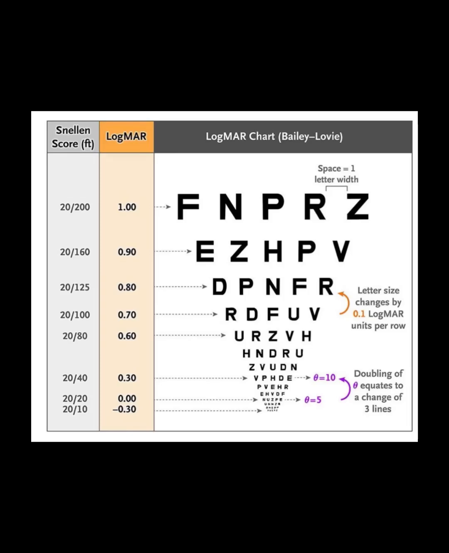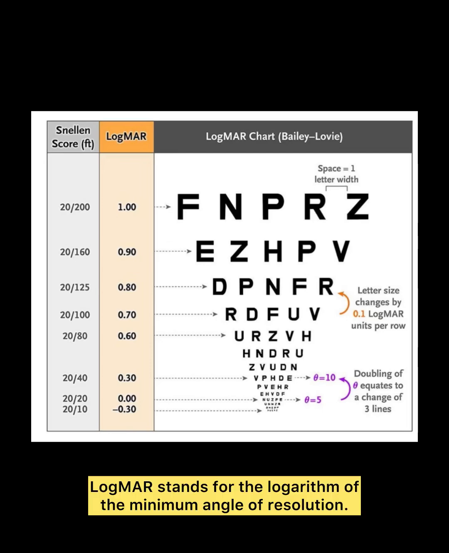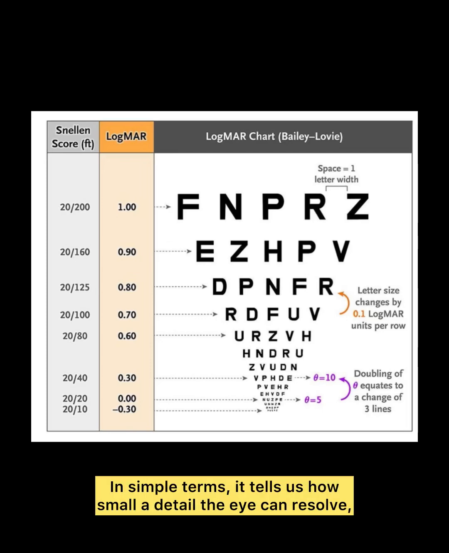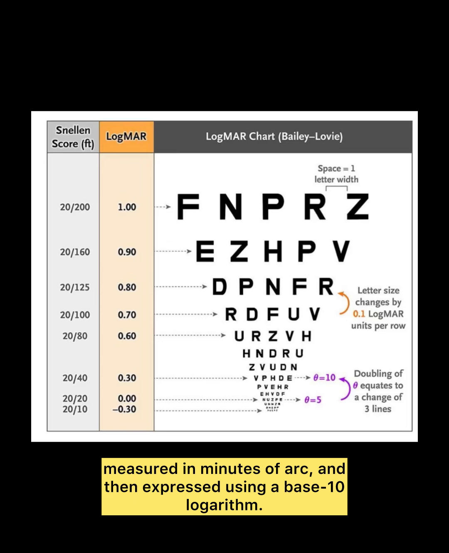Today I'm going to explain how we perform and understand the LogMar visual acuity test, step by step, just as we would in a clinical or teaching setting. First, remember what LogMar actually means. LogMar stands for the logarithm of the minimum angle of resolution. In simple terms, it tells us how small a detail the eye can resolve, measured in minutes of arc, and then expressed using a base 10 logarithm.